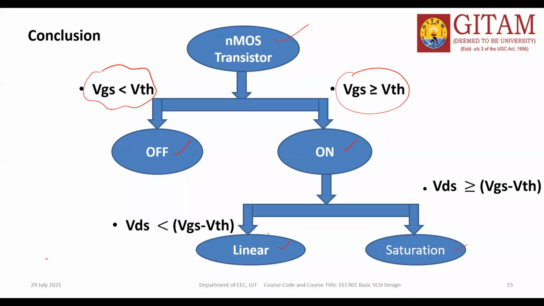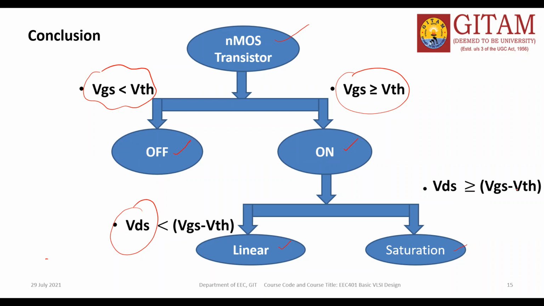If you want to say that the MOSFET is in linear mode of operation, VDS less than VGS minus VTH must hold good. Otherwise, VDS greater than or equal to VGS minus VTH. This picture should be in your mind: which transistor is on, and what equation holds good.